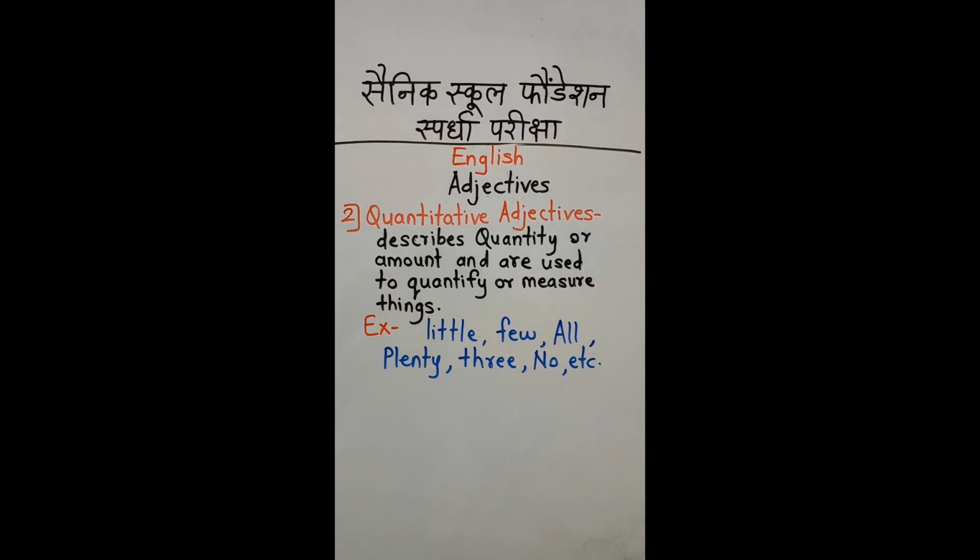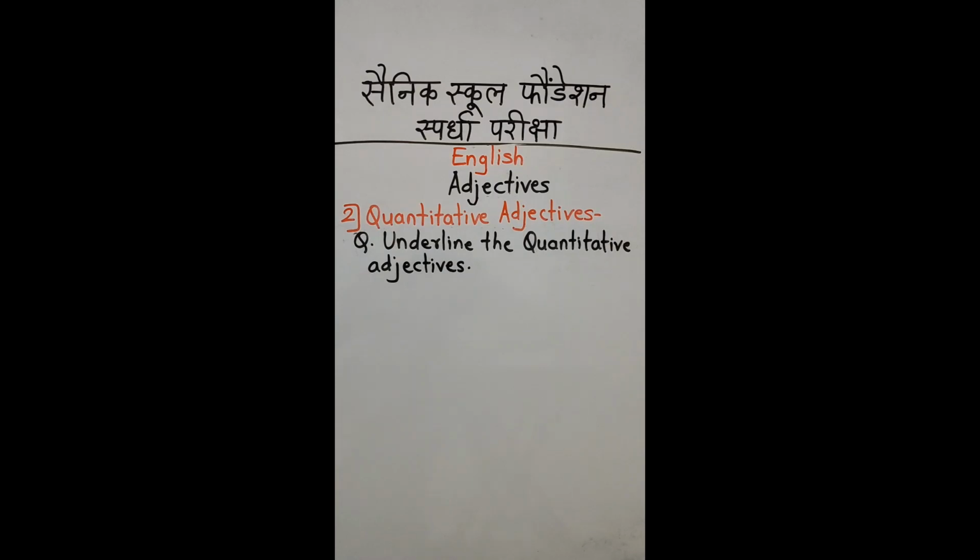The question is given: underline the quantitative adjectives. So here, one by one I will give you some sentences and you have to identify the quantitative adjectives in that sentence, and just underline that word. Suppose the first example is, I ate some rice. Here the word some denotes the amount of rice. That means the word some is a quantitative adjective and we should underline that word.